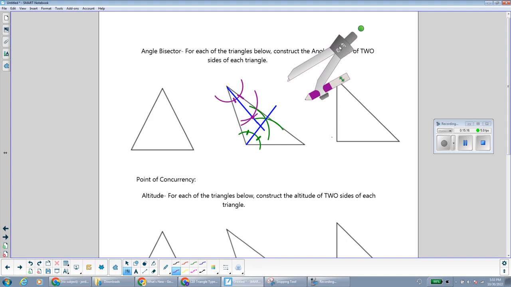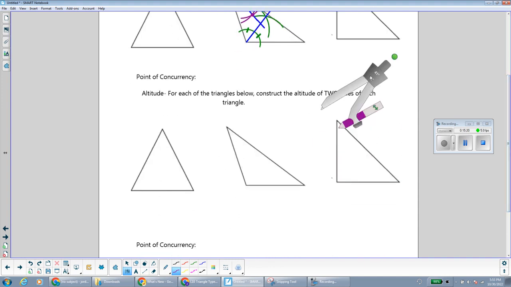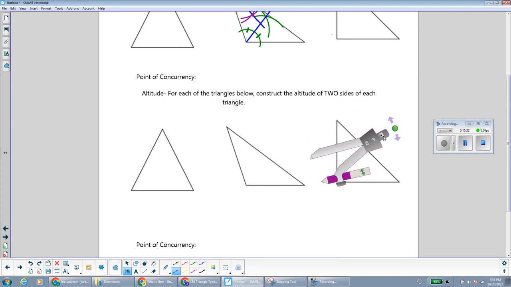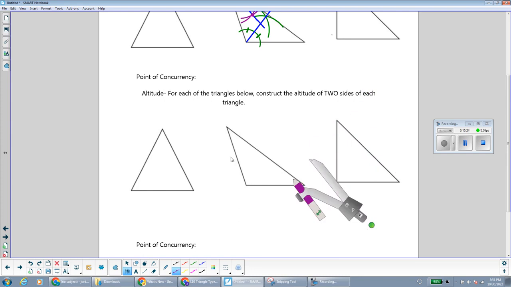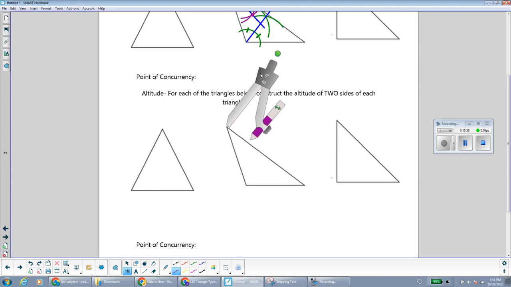And finally, going to construct the altitude of the obtuse triangle. So to construct the altitude, my altitude is a perpendicular line that goes through the opposite vertex. So if I'm going to construct the altitude to the side of the triangle, the opposite vertex from the side of the triangle would be this vertex. So I'm going to start with my compass on that vertex.